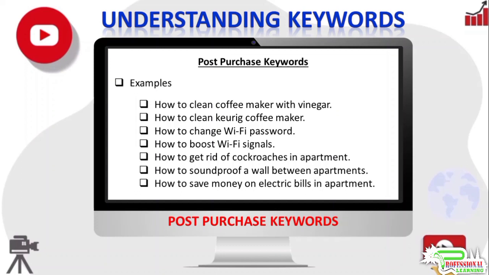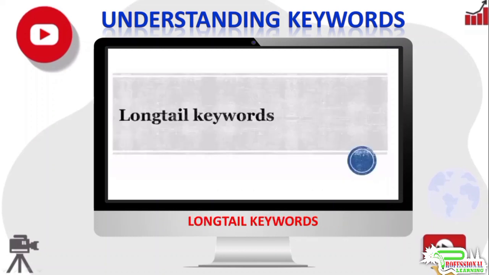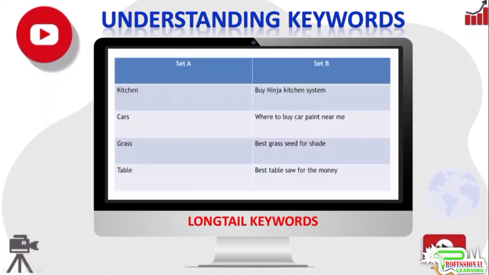So, moving on to the next one, we will now discuss long tail keywords. Take a look at these two sets of keywords, set A and set B. One thing becomes obvious right away: the keywords in set A are too broad, while those in set B are very specific buyer keywords. Keywords in set A are referred to as head keywords, and those in set B are referred to as long tail keywords.